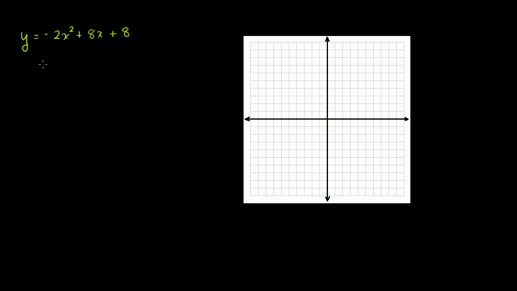We need to find the vertex and the axis of symmetry of this graph. The whole point of doing this problem is so that you understand what the vertex and axis of symmetry are. Just as a bit of a refresher, if a parabola looks like this, the vertex is the lowest point here.